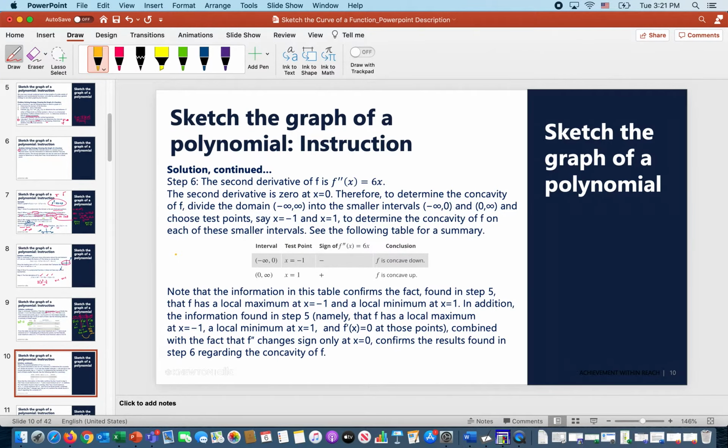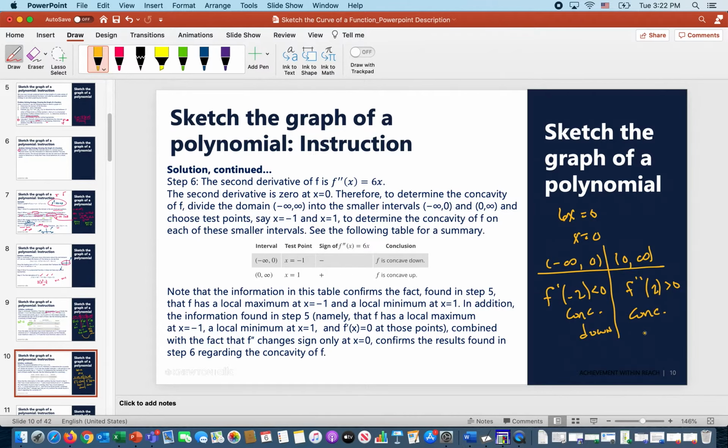So last step is to look at the second derivative. The second derivative of this thing is 6x, and if we set that equal to 0, we get x equals 0. So I'm going to look at these two intervals from negative infinity to 0 and 0 to infinity. If I plug a number from this interval into the second derivative, I find out that that's negative. So that tells me on this interval, my function is concave down, all the way up to 0. And then when I plug in a positive value, I can tell that the second derivative is greater than 0, and my function is concave up.